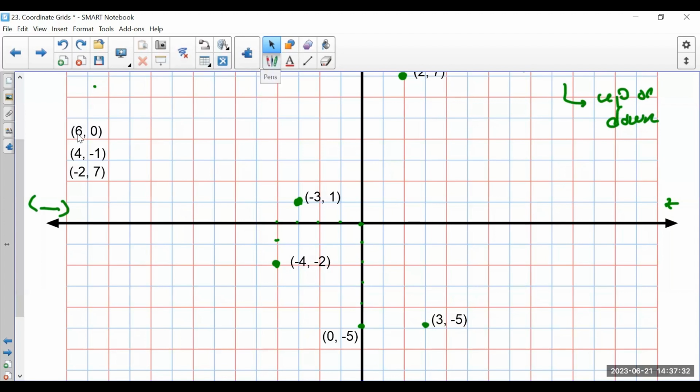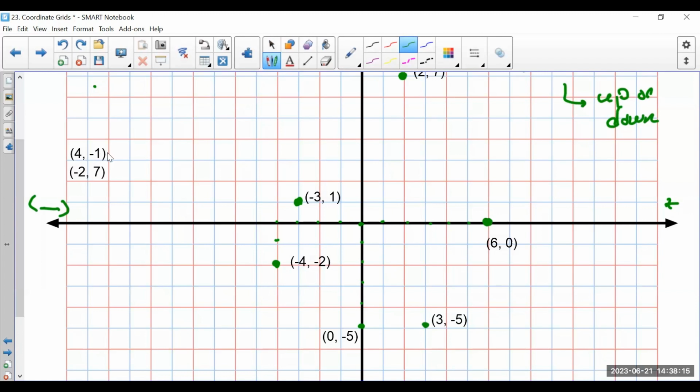Okay, 6, 0. So that is 6 to the right, but 0 up and down. So we're just going to start at 0, 0 and go 1, 2, 3, 4, 5, 6, and 0 up and down means that it's going to be on the x-axis. Okay, so notice something. If the x number is a 0, it's not on the x-axis, it's on the y. If the second number is a 0, it's not on the y, it's on the x. So maybe that's the opposite of what you would expect, but think about it. And once you do it for a little bit, it'll make some sense, hopefully.